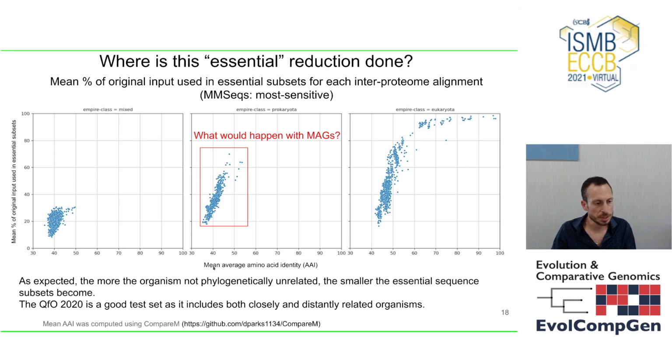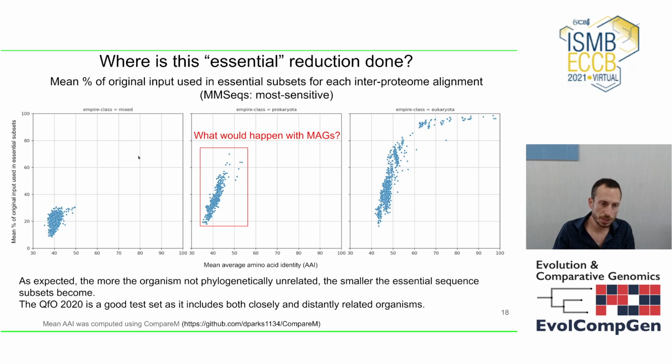And where do we save this time, basically? Where do we do this reduction and then save time? In this plot, on the X, we have the mean average amino acid identity, AAI, which tells us an idea of how close each pair of proteomes is. Each point is a pair of proteomes. And on the Y, we have, for each pair, the average reduction that we have on the original input.